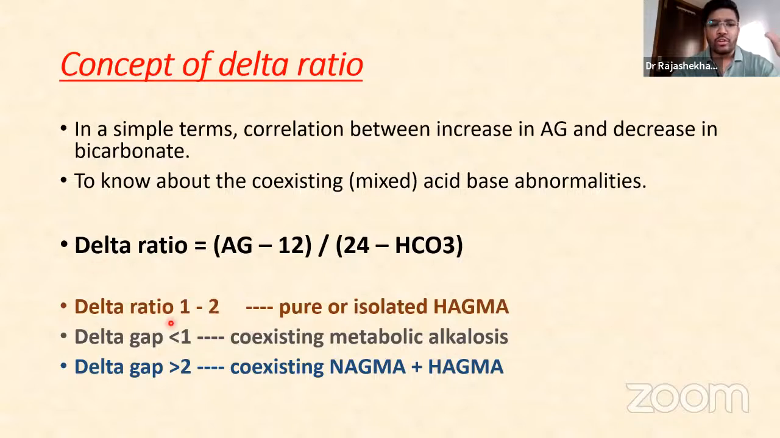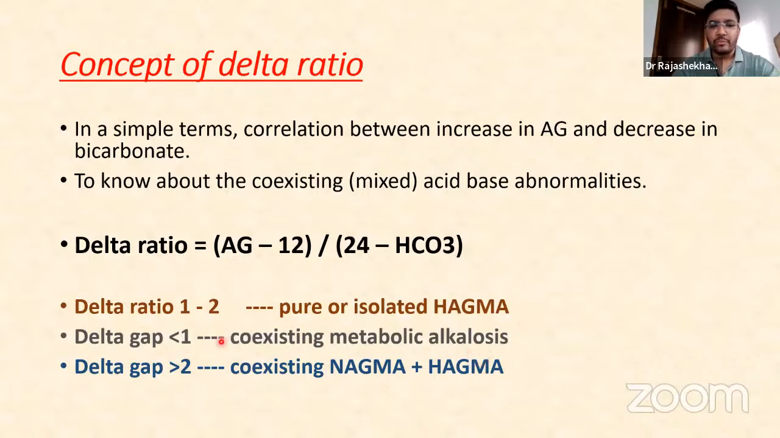If the delta ratio is 1 to 2, this is normal. This is a pretty predictable response, so this is a pure or isolated high anion gap metabolic acidosis. If the ratio is less than 1, that means the increase in anion gap is less than the decrease in bicarbonate, there is a coexisting metabolic alkalosis. And if the delta ratio is more than 2, then there is a coexisting non-anion gap metabolic acidosis along with the high anion gap metabolic acidosis.